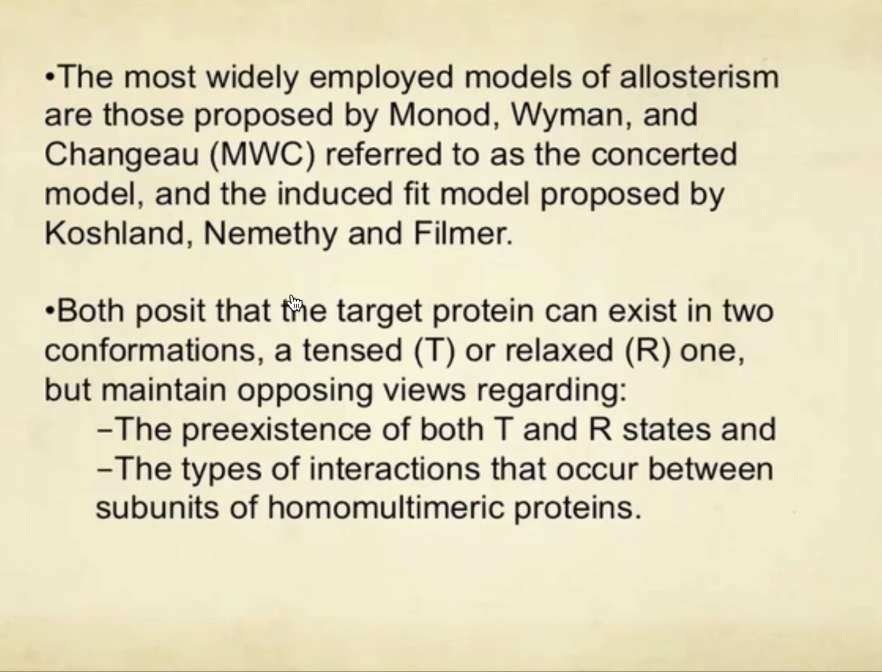Now, what's common to both models is that they both assume that there's a conformational change in the protein. So the protein can exist in either the tense or the relaxed state, T or R. The difference between the models has to do with whether you're allowed to have a mixture of states within an oligomer or not. And also there's a difference in terms of what's thought to be important about the interactions between the subunits in the multimeric protein. And again, these models deal with homo-multimeric proteins. So for example, dimers, trimers, or tetramers, or higher order oligomers of the same protein monomer.